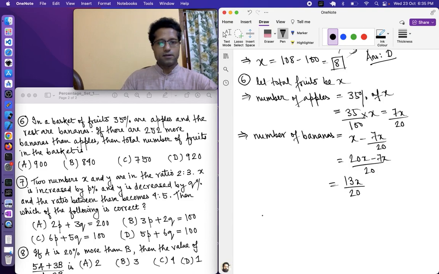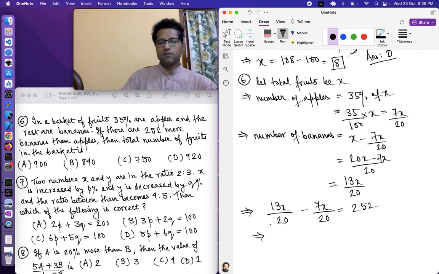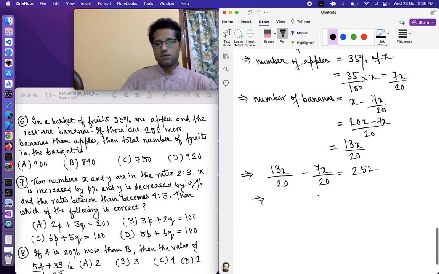Now it is also given that there are 250 more bananas than apples. So this means that 13x by 20, the number of bananas, minus 7x by 20, the number of apples, must be equal to 252. So we got a linear equation in x, we have to solve for x. Since we have the denominator same 20, this will be equal to 13x minus 7x by 20 is equal to 252.